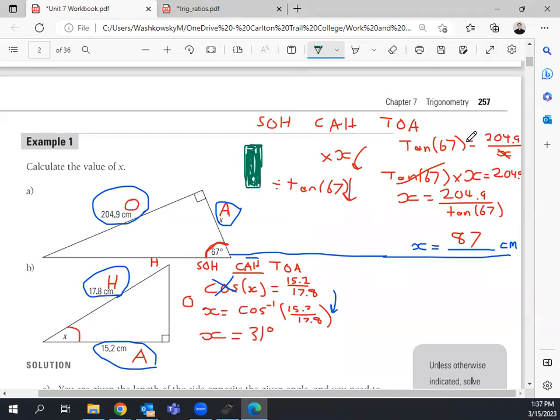Just take it one step at a time. Times both sides by x, because that cancels out x from the fraction and brings it to the other side. Then get x by itself, which means getting rid of this tangent of 67 by doing the same thing. Then these two things cancel out, and now I'm left with x is equal to something I put in my calculator.